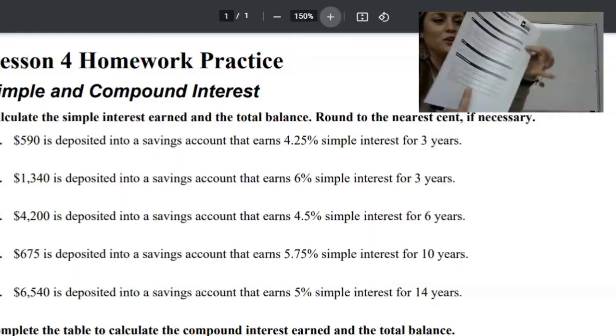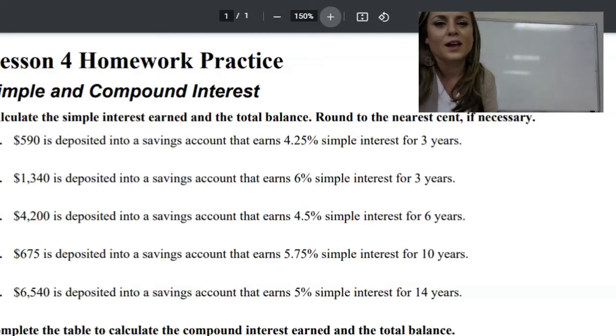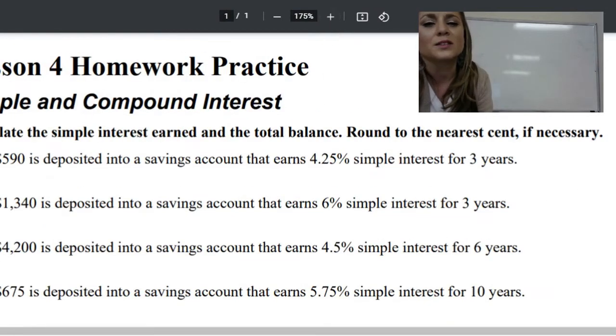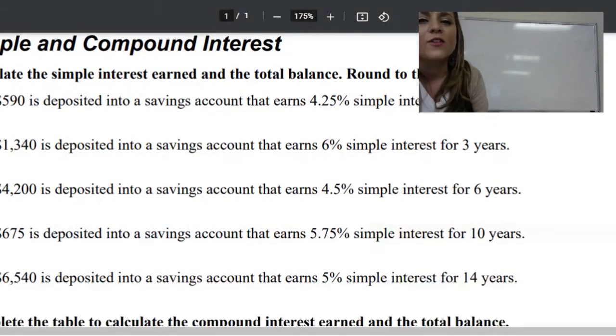All right, guys, make sure that you have your formula chart. And let's look at this. We're going to do some compound and simple interest. It wants us to calculate the simple interest earned and the total balance, and we're going to round to the nearest cent if necessary. So let's just start with number 1.